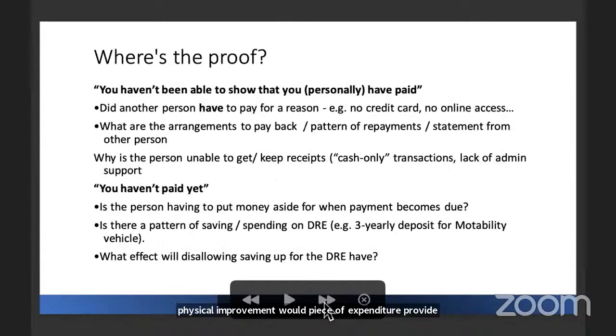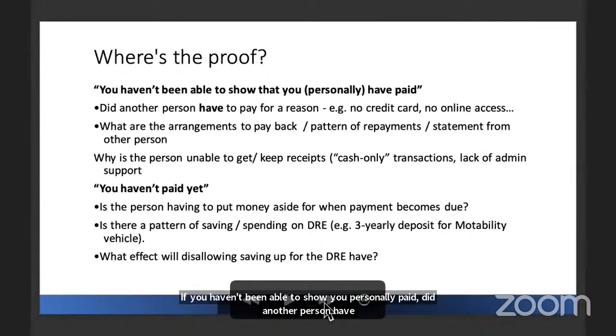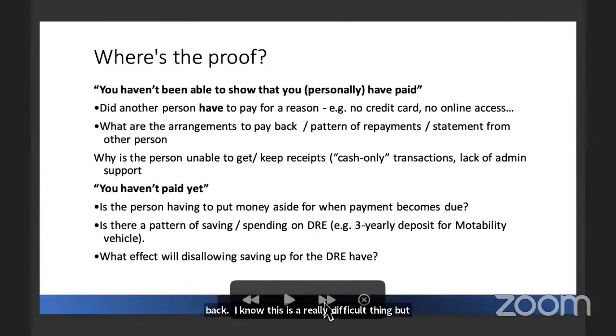If you haven't been able to show that you've personally paid, did another person have to pay for a reason, such as you've got no credit card or online access? And how are you going to pay that person back? Is there a pattern of repayments, or a statement from another person saying that they had to pay and you're paying them back?